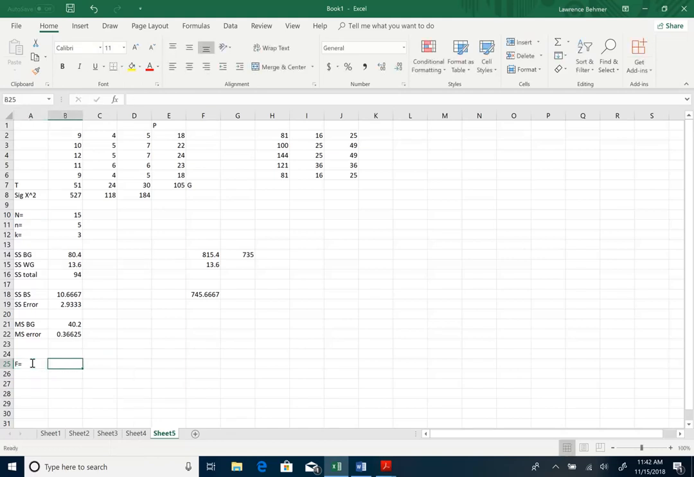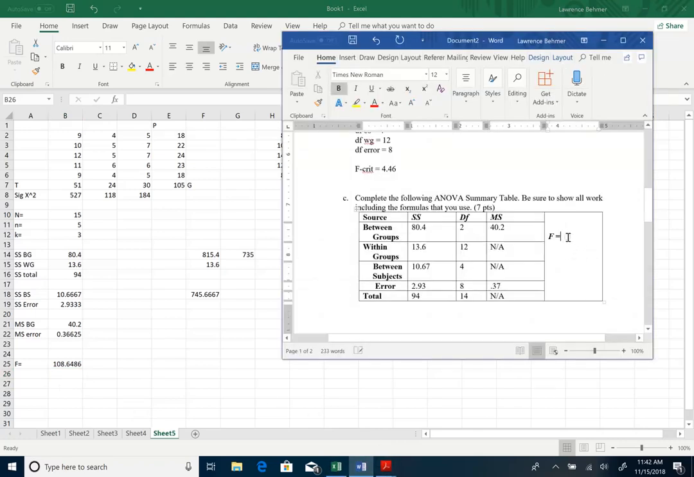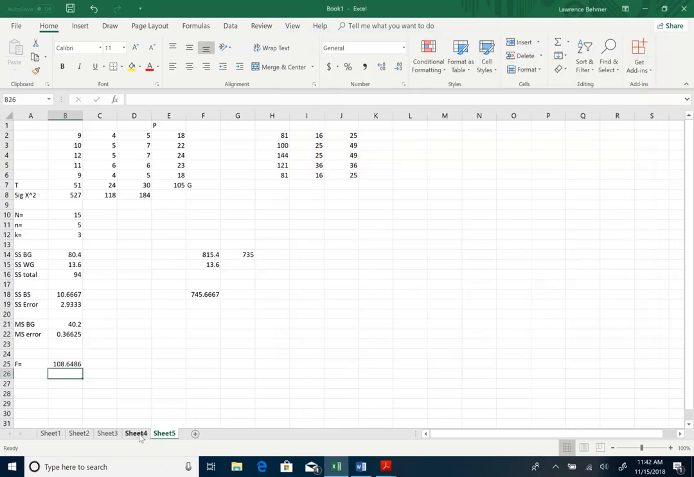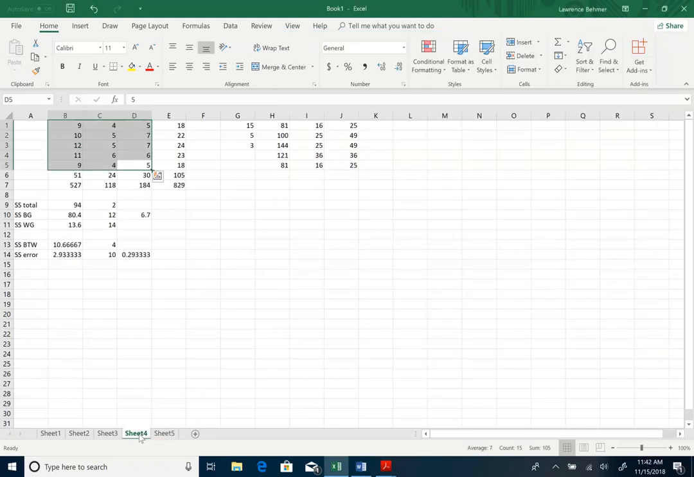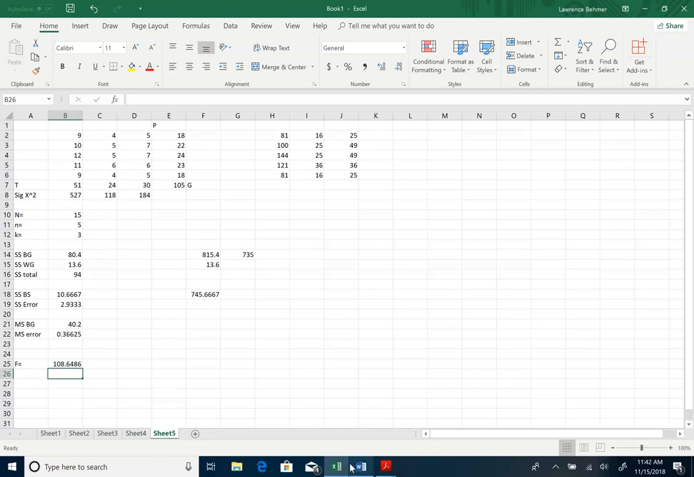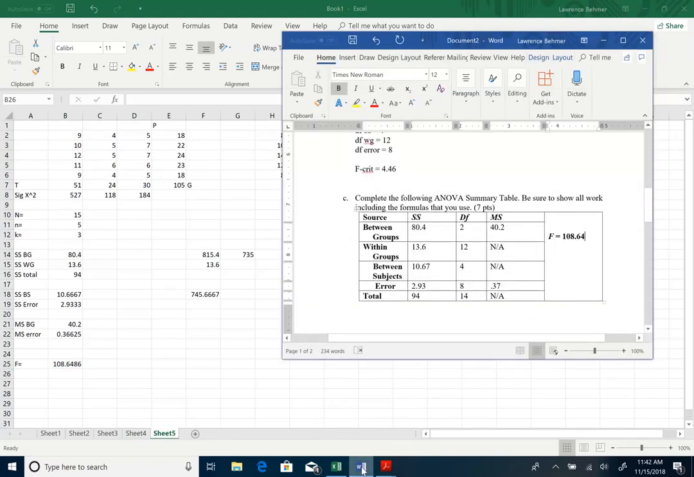F equals 40.2 divided by 0.37. And we're going to get this crazy F value of 108.64. Got a good feeling we're going to be rejecting the null. All right, there we have it. I just want to check it against what I'd already done before. Yep. Yeah, okay, I'm good.